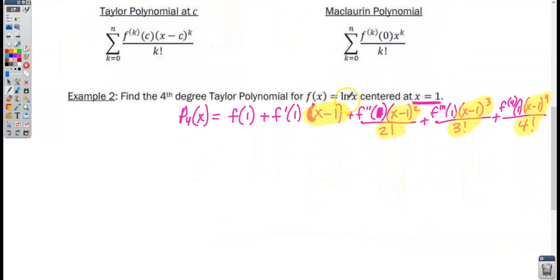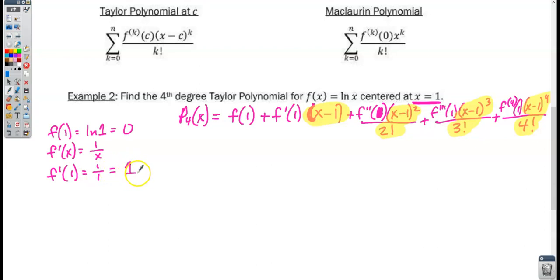Our function is f of x equals natural log of x. So f of 1 is the natural log of 1, which is 0. Then I find f prime of x. The derivative of the natural log of x is 1 over x. So then f prime of 1 is 1 over 1, which is 1. For f double prime of x, I take the derivative of 1 over x. It's going to be negative 1 over x squared. So then f double prime of 1 is negative 1 over 1 squared, which is negative 1.